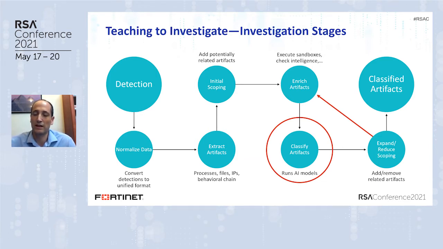The next stage is where machine learning or AI comes into play. Basically, we will classify each artifact and move on to another scoping phase where we will either remove or expand the scope of the incident based on the classifications. I'll explain what I mean later, but basically, if we have new items we need to add, we will need to go back to the enrichment phase and again classify the artifacts. If we are done and there are no more artifacts to analyze, then we are pretty much done, and we have classified artifacts we can work from.